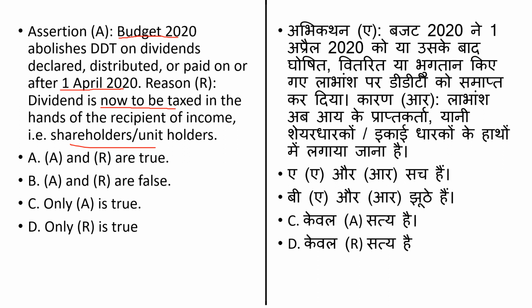For this, the options given are A and R are true. Second option is A and R are false. Third option is only A is true. And the last option is only R is true. The correct answer here is option number A, that is A and R are true. That means both the statements given are true.